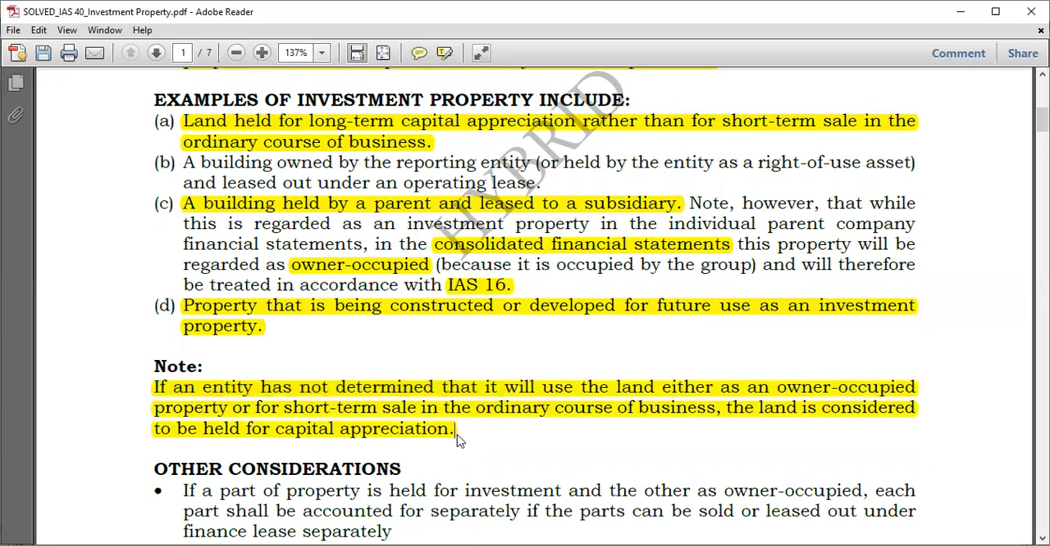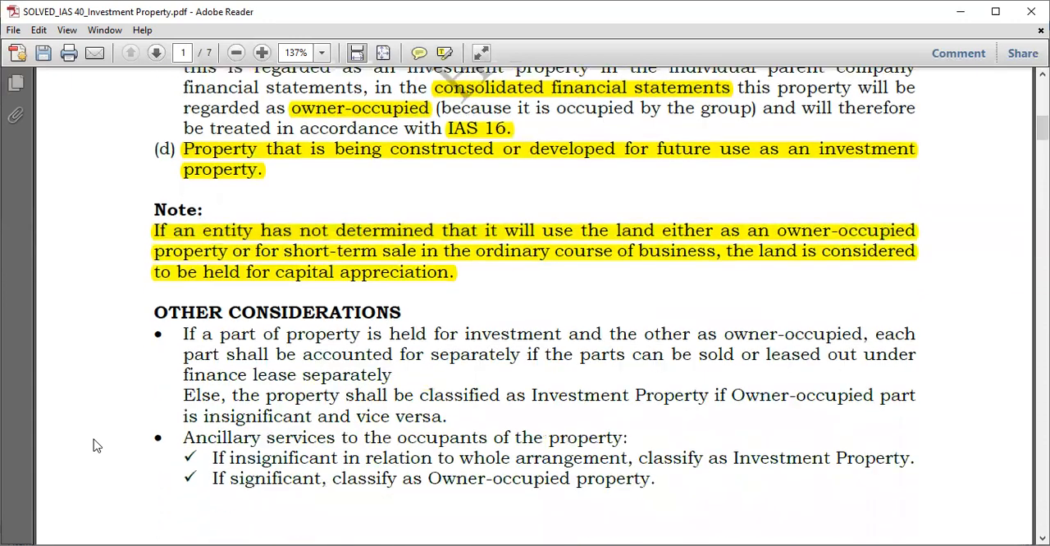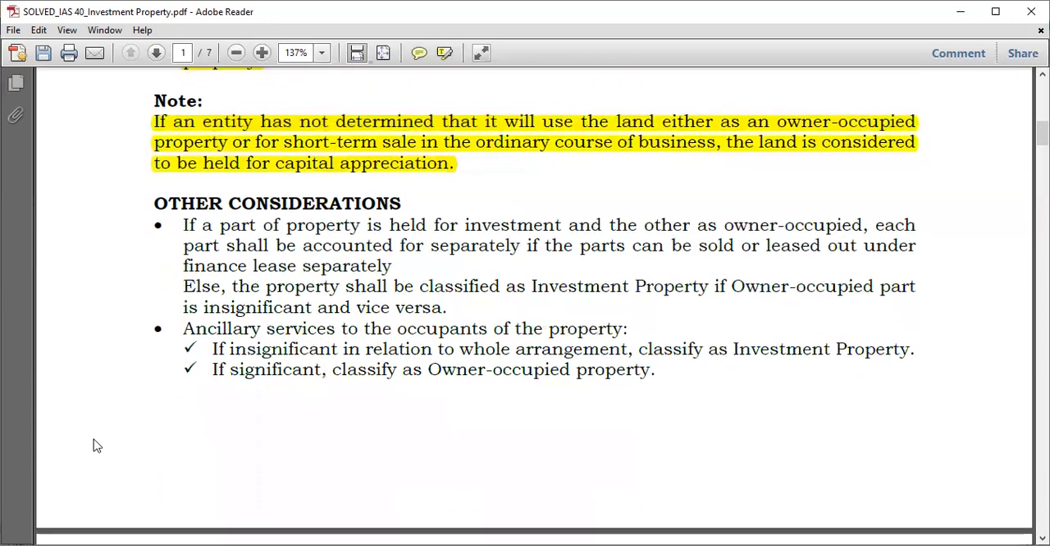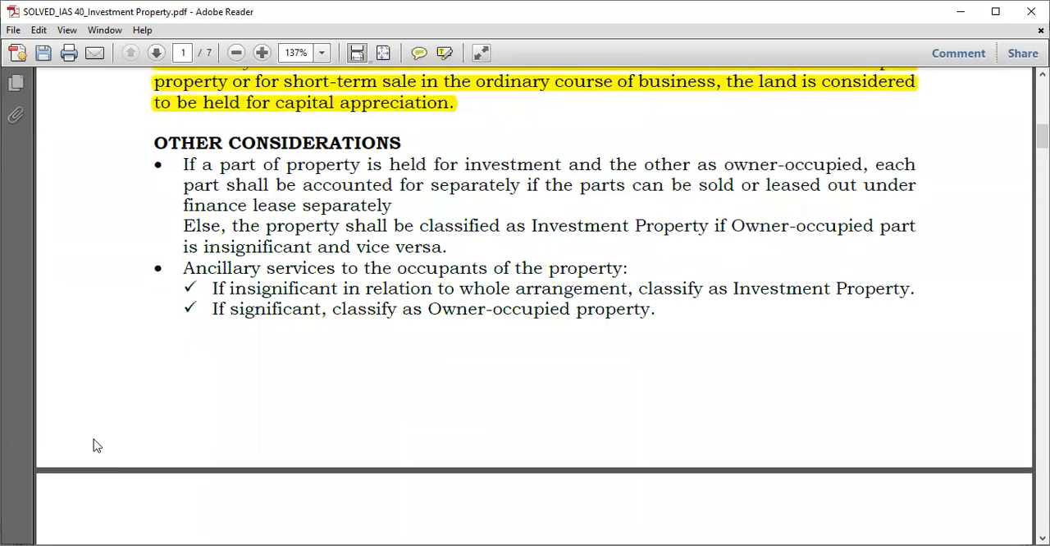So simply speaking, example E, land, the future use of which is yet to be determined, right? Yes, so that one could be an investment property again. All right, let's check the other considerations here, but we are basing this on property that is land and the building, other considerations.